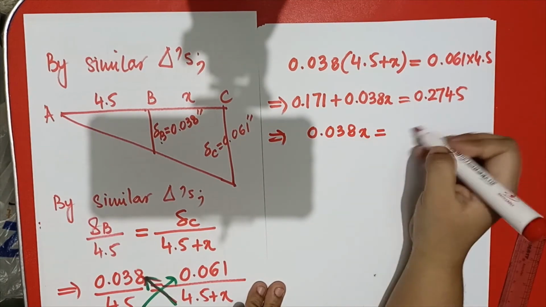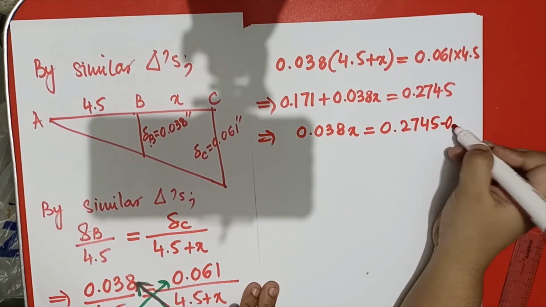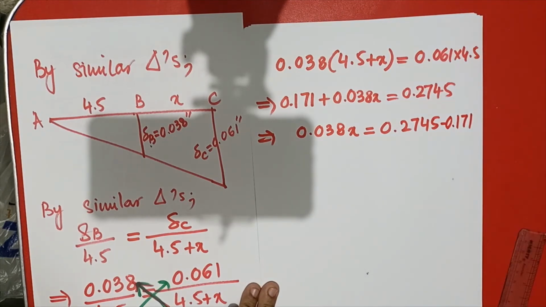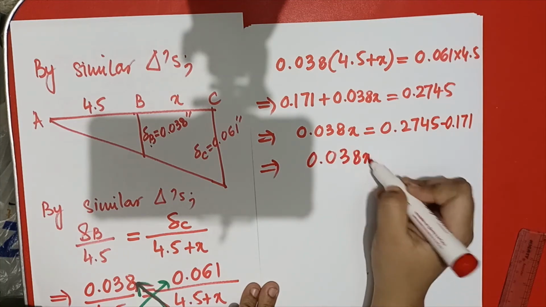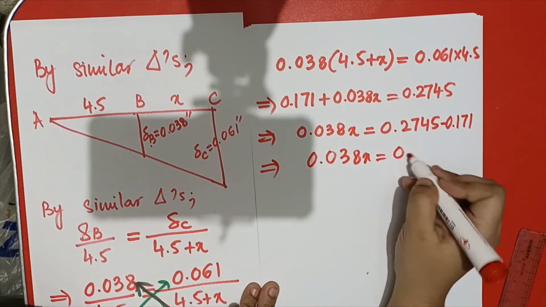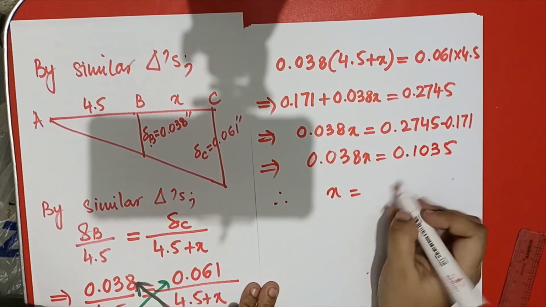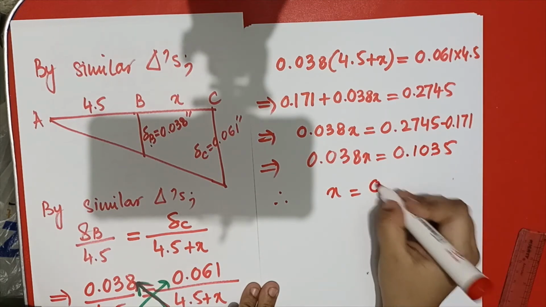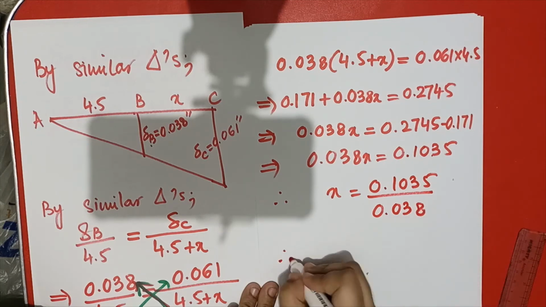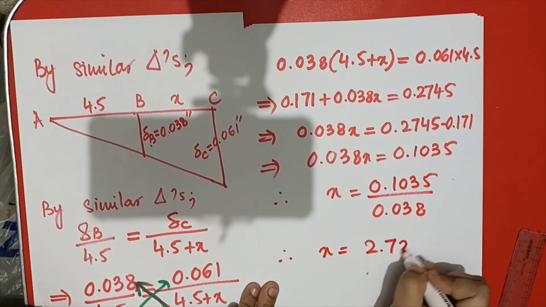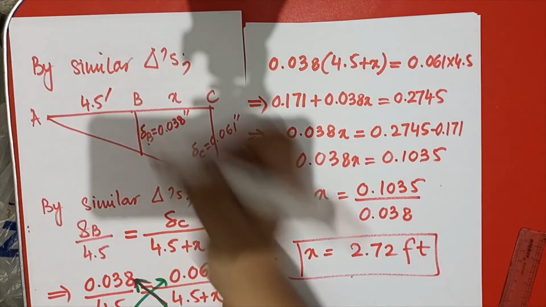Now 0.038x is equal to 0.2745 minus 0.171, so 0.038x is equal to 0.1035. Therefore the value of x, when you divide 0.1035 by 0.038, will become 2.72 feet, because it is in feet, as the 4.5 is in feet.